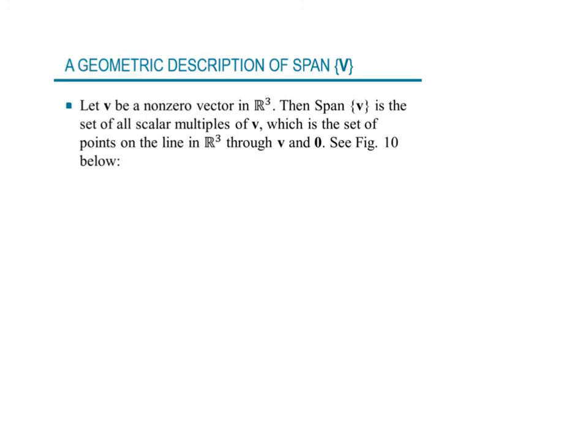Okay, so now let's read through this next example and draw a picture. Let v be a non-zero vector in R3. Stop reading. I'm going to draw a picture. Three dimensions. Let's see how well I can draw in three dimensions. Not too bad. I'm going to label this x1, x2, and x3. So I'm in three dimensions, and I'm going to draw a vector v. It starts at the origin and goes out to right there. Then the span of that one vector is the set of all scalar multiples of v, which is the set of points on the line in R3 through v and 0.